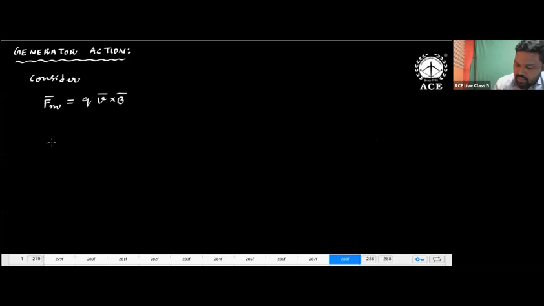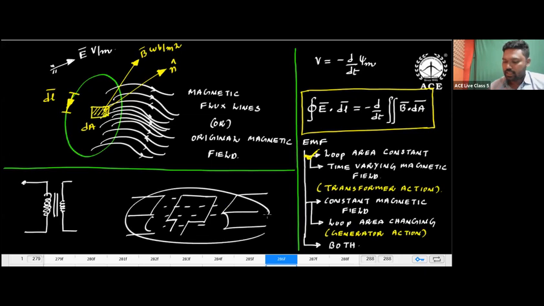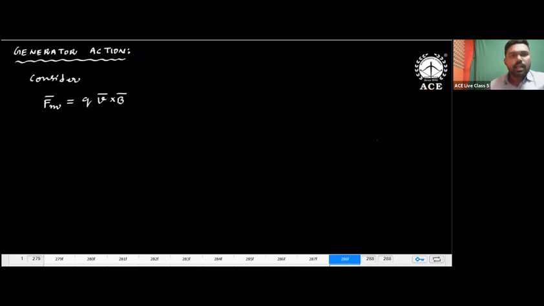Okay. Now what I'll do, beta, this is for the generator action I'm talking. The simple example is a single turn loop rotating here, a single-turn generator. Okay, fine. Now observe here carefully, beta. I'll bring the charge here. Here it is V cross B, magnetic force per unit charge.